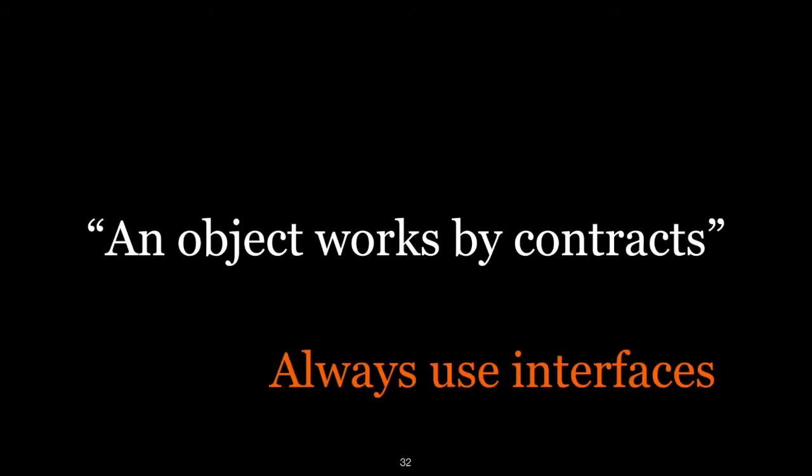Another point is an object works by contracts. None of us, when we have a job, when we're working for a company, work for free, right? We have a contract saying what we're supposed to do, how we're supposed to do it. That helps a lot. So it's the same for objects. Objects should always work by a contract. So you should always use interfaces. At least, for example, for Java and other languages based in Java, you should always try to make your objects use interfaces. I'll give you an example.